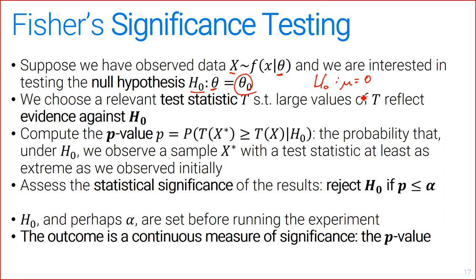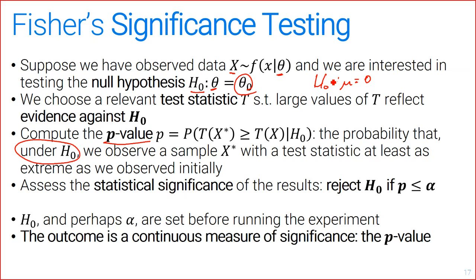Then the idea is we have to choose a relevant test statistic T, capital T, such that if we have a large value in that statistic, then that value is going to reflect evidence against the null hypothesis. So in a way, it's measuring something like how extreme is your data. Given that statistic, we are able to compute what we call the p-value. And the p-value is nothing but the probability that if the null hypothesis is really true, so if, for example, in the population really the mean equals 0, what is the probability that we observe a sample of data with a test statistic that is at least as large as the one we have observed in our data?